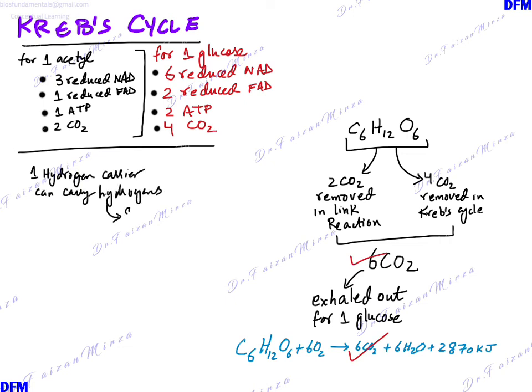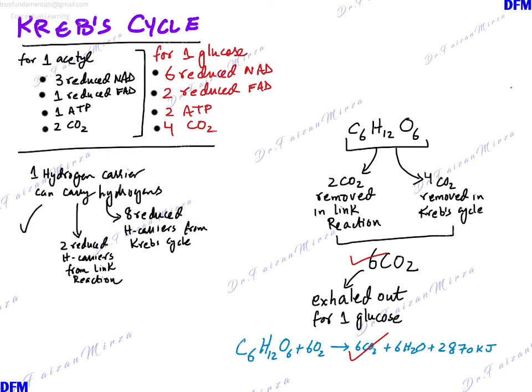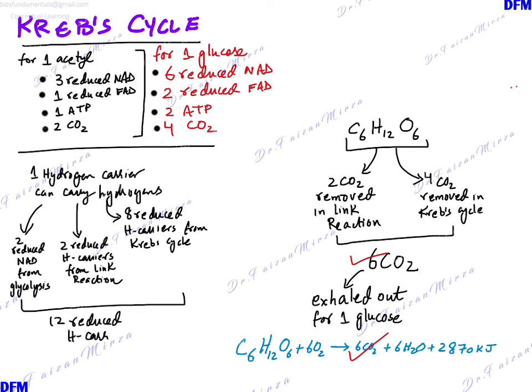We know one hydrogen carrier is carrying hydrogens. So 8 reduced hydrogen carriers were produced in the Krebs cycle, 2 reduced hydrogen carriers were produced in the link reaction, and 2 reduced hydrogen carriers were produced in glycolysis. A total of 12 reduced hydrogen carriers were produced for one glucose molecule. And we know there are 12 hydrogens in a glucose molecule.